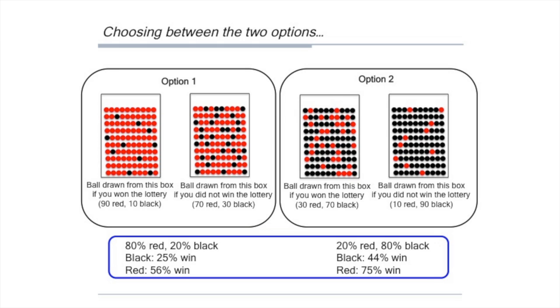So, the chances of getting good news is higher in option 1, but when you get bad news, it's considerably worse, and when you get good news, it's relatively weak. On the other hand, the chances of getting good news is lower in option 2, but when you get bad news, it's not that bad, and when you get good news, it's pretty good.